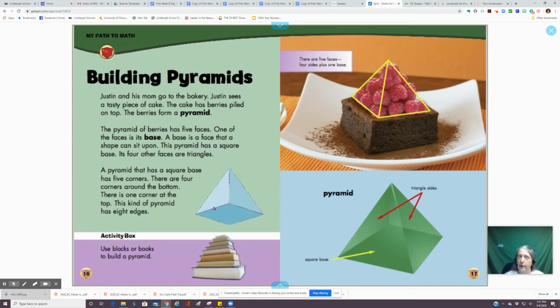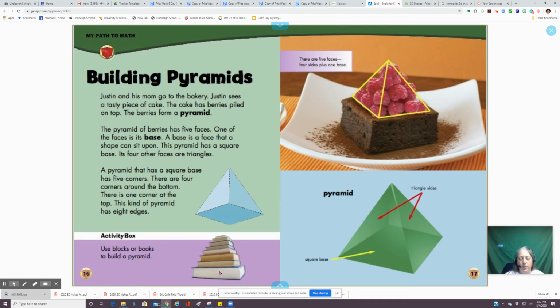So this is kind of a weird 3D shape, isn't it? It's made out of 1 square face and 4 triangle faces. A pyramid that has a square base has 5 corners. There are 4 corners around the bottom, 1, 2, 3, 4, or vertices. There is 1 corner at the top, just like the cone. Right, good job. This kind of pyramid has 8 edges.